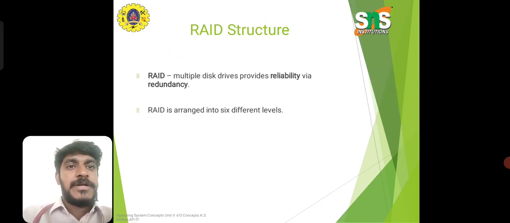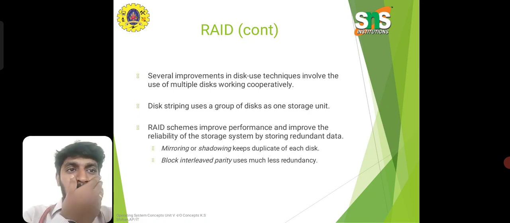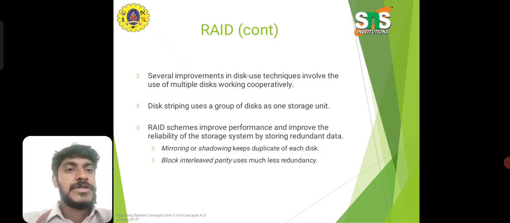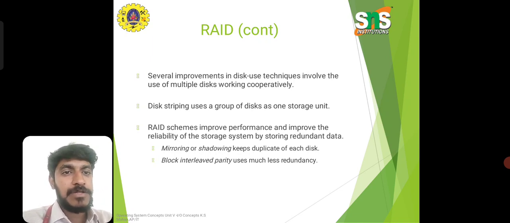Then the RAID structure: RAID uses multiple disk drives and provides reliability via redundancy. RAID is arranged into six different levels. In RAID, several important improvements in disk use techniques involve the use of multiple disks working cooperatively. Disk striping uses a group of disks as one storage unit. RAID schemes improve performance and improve the reliability of the storage system by storing redundant data. Mirroring or shadowing keeps a duplicate of each disk. Block interleaved parity uses much less redundancy.